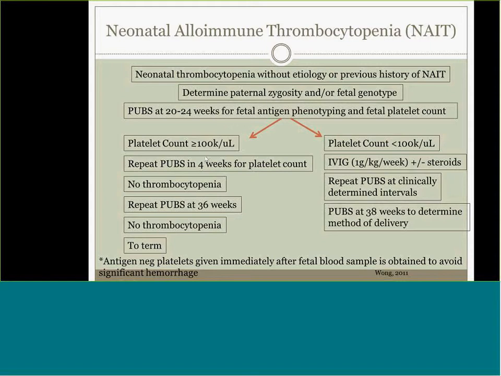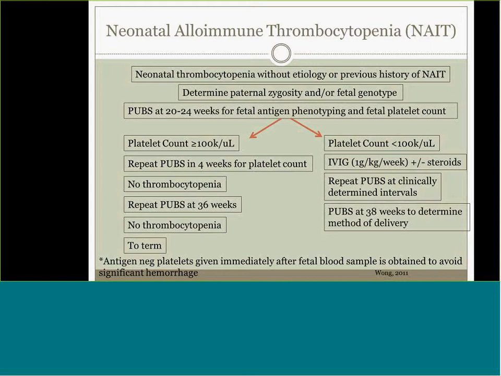If the platelet count is greater than 100 at that time, repeat the PUB in 4 weeks to reassess the platelet count. If there's no thrombocytopenia, repeat it at 36 weeks, and if there's still no thrombocytopenia, take it to term. If less than 100, then you can initiate IVIG and steroids. Some people argue that given the risk of PUBs intrinsically, that may be started before you even perform the first PUB. But again, that may cloud your picture a little bit. And then take the PUBs at clinically determined intervals. If it's a very thrombocytopenic infant, you're going to want to repeat them more frequently. And then a PUB at 38 weeks to determine method of delivery.